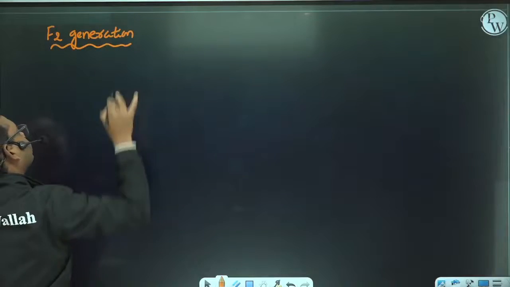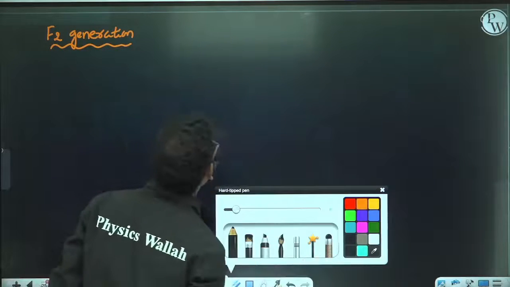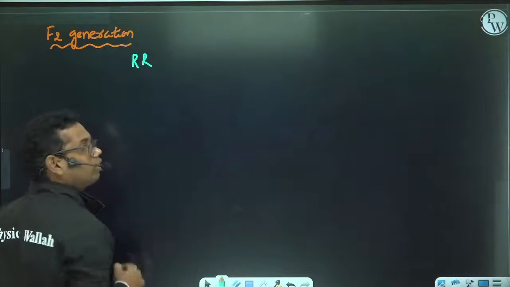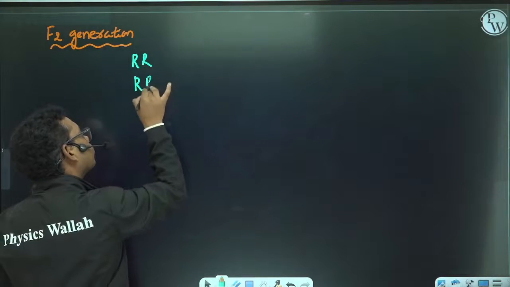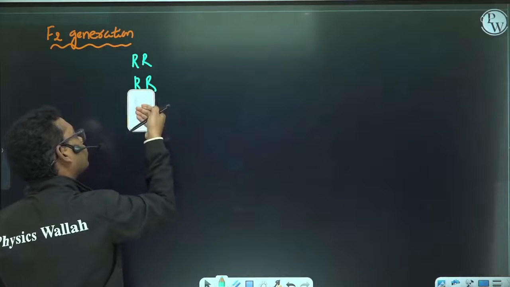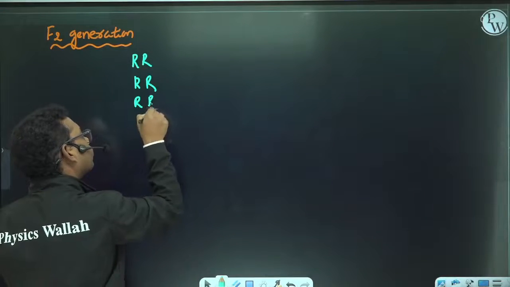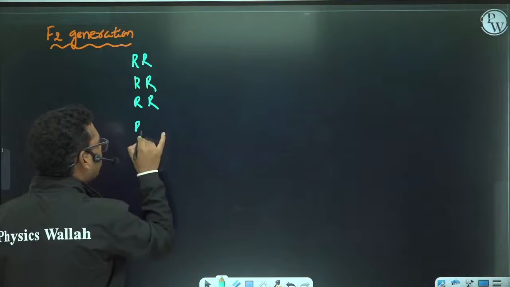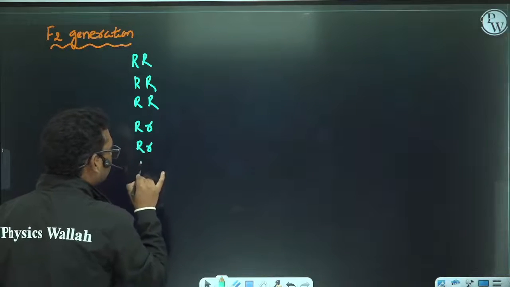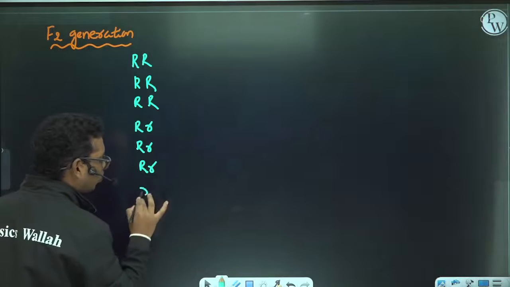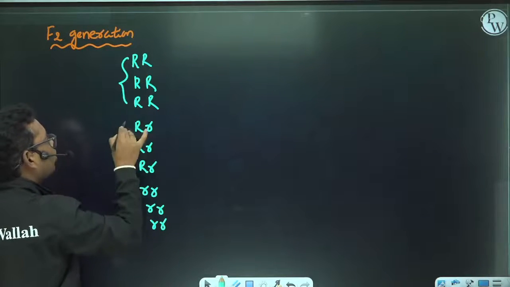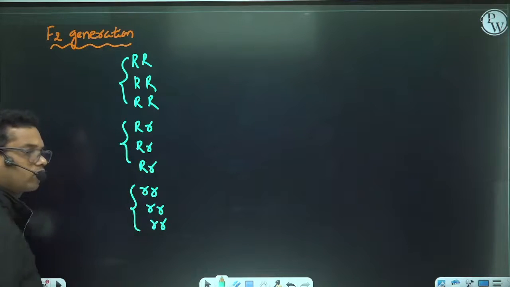F2 generation of dihybrid cross. So you please write first here capital R 3 times. Then you please write capital R small r 3 times. Then write small r 3 times. So this one 3 times, this one 3 times, and this one 3 times.